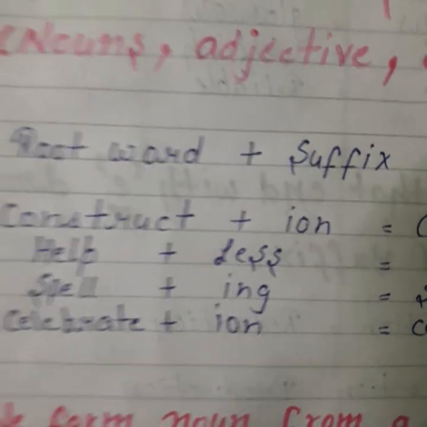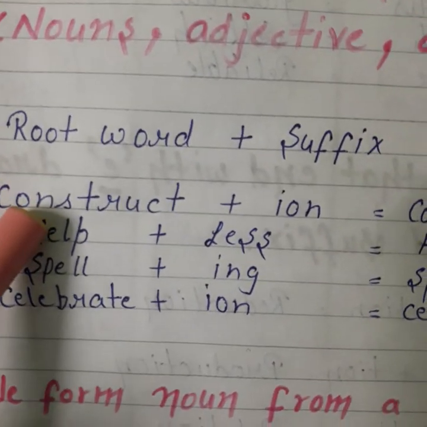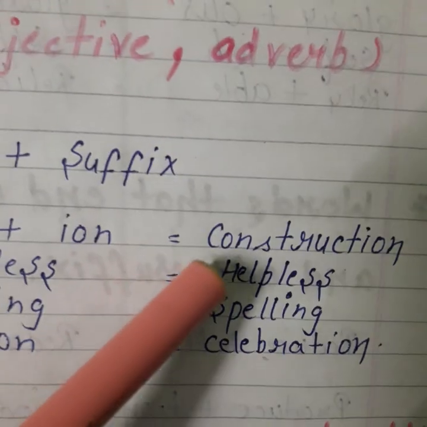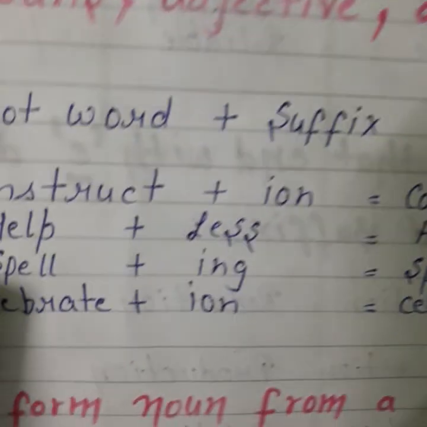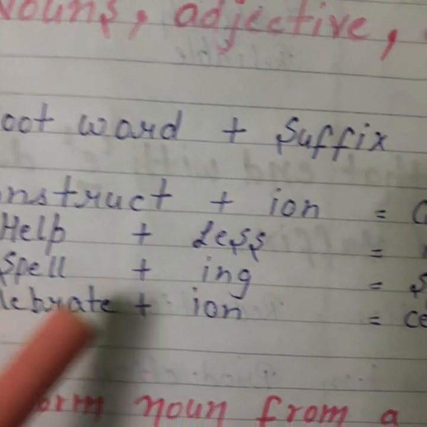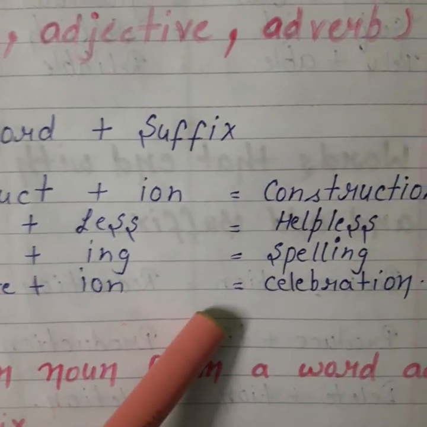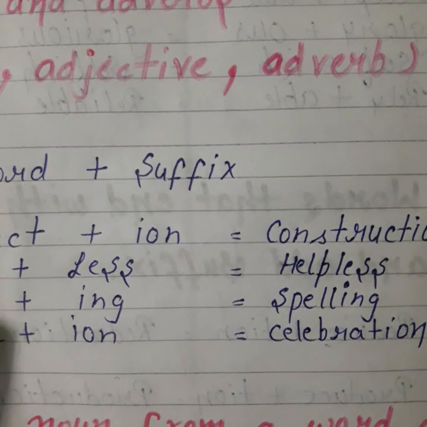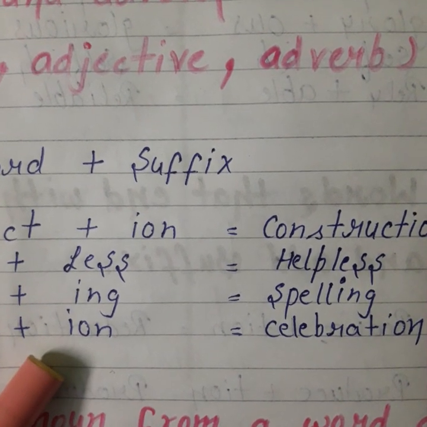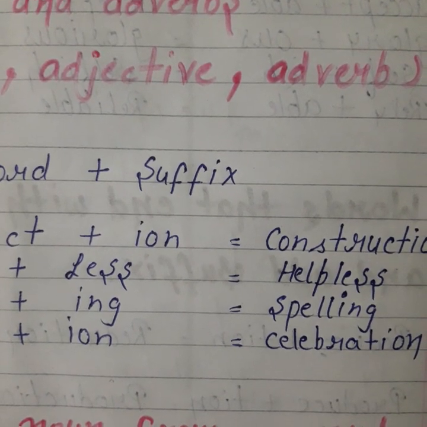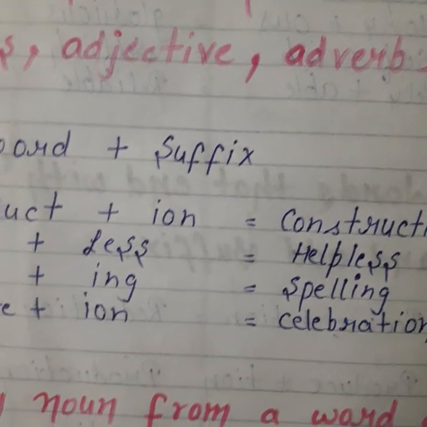Let's see some examples. The root word is construct plus the suffix ion, so the answer will be construction. Help plus less, it is helpless. Spell plus ing, spelling. Celebrate plus ion, celebration. So when we add a suffix at the end, we make nouns, adjectives and adverbs. But when we add a prefix, then we make opposite and negative words.